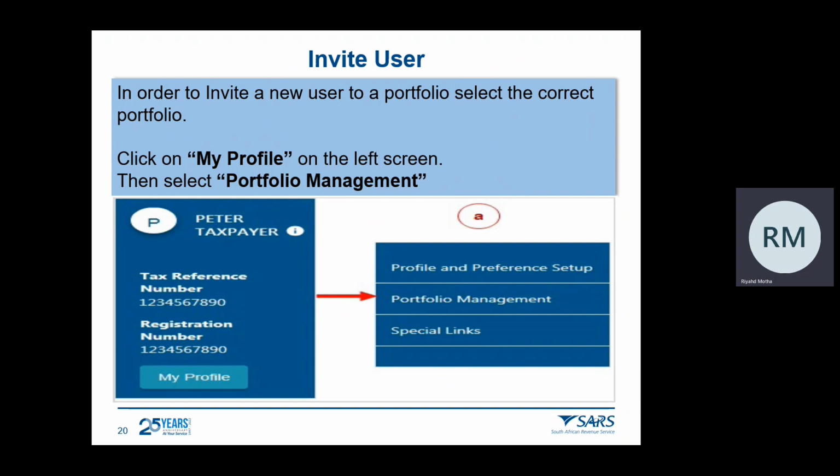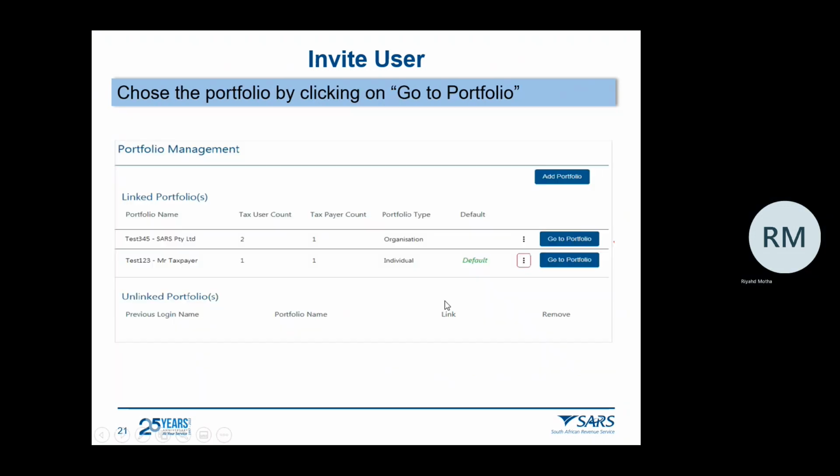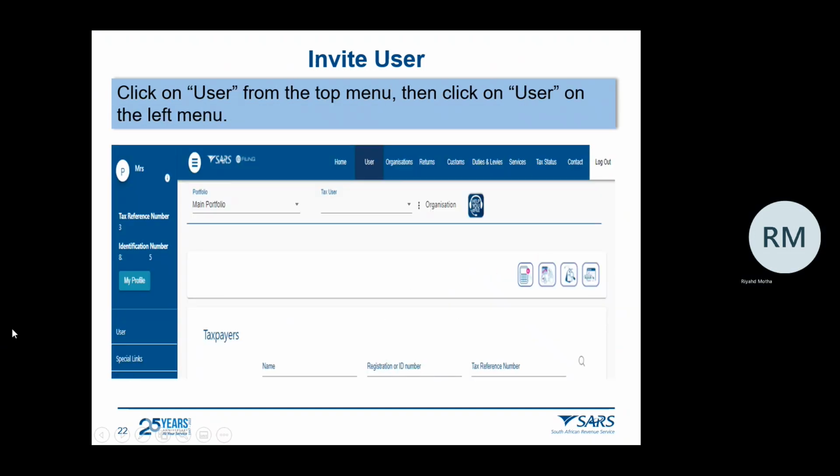Okay, it's the same like if I invite someone to my portfolio, they will only be able to see what I've given them access to, which means they will not be able to see my personal income tax either. So in order to do this, you click on My Profile, you select Portfolio Management. Okay, you choose the portfolio by clicking Go to Portfolio. So we select the correct portfolio, say Go to Portfolio.